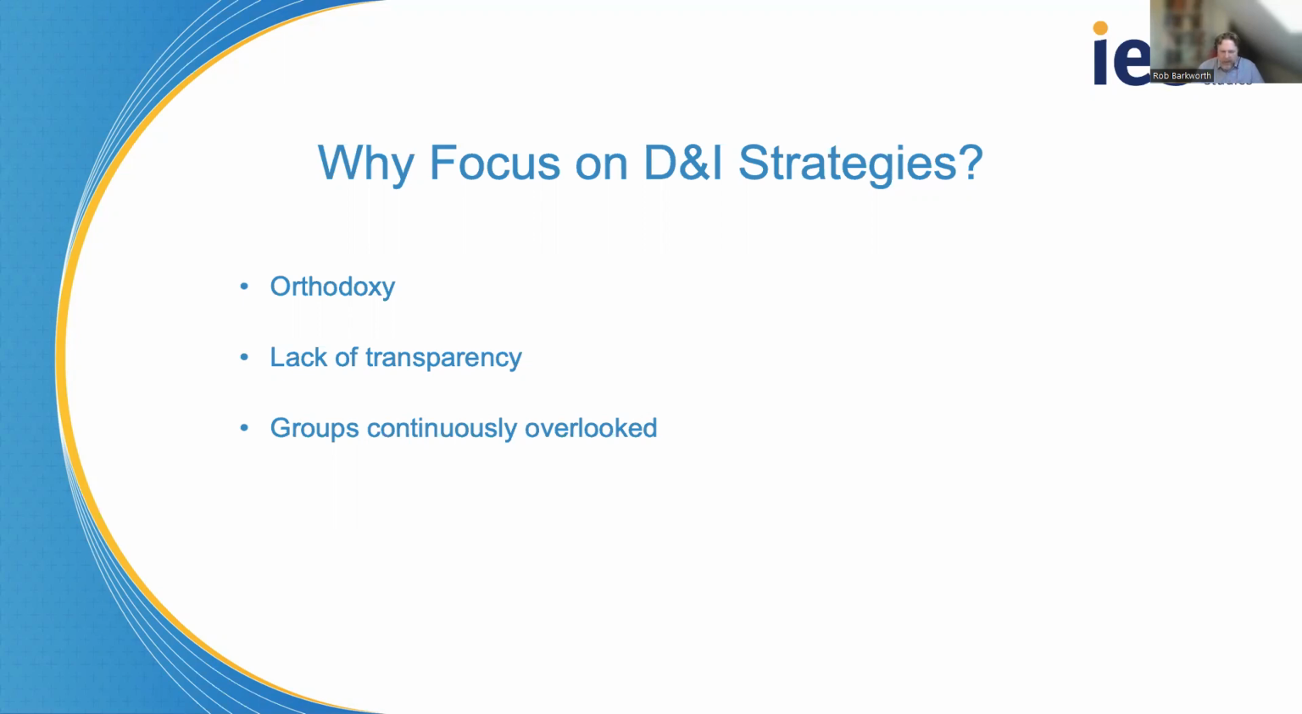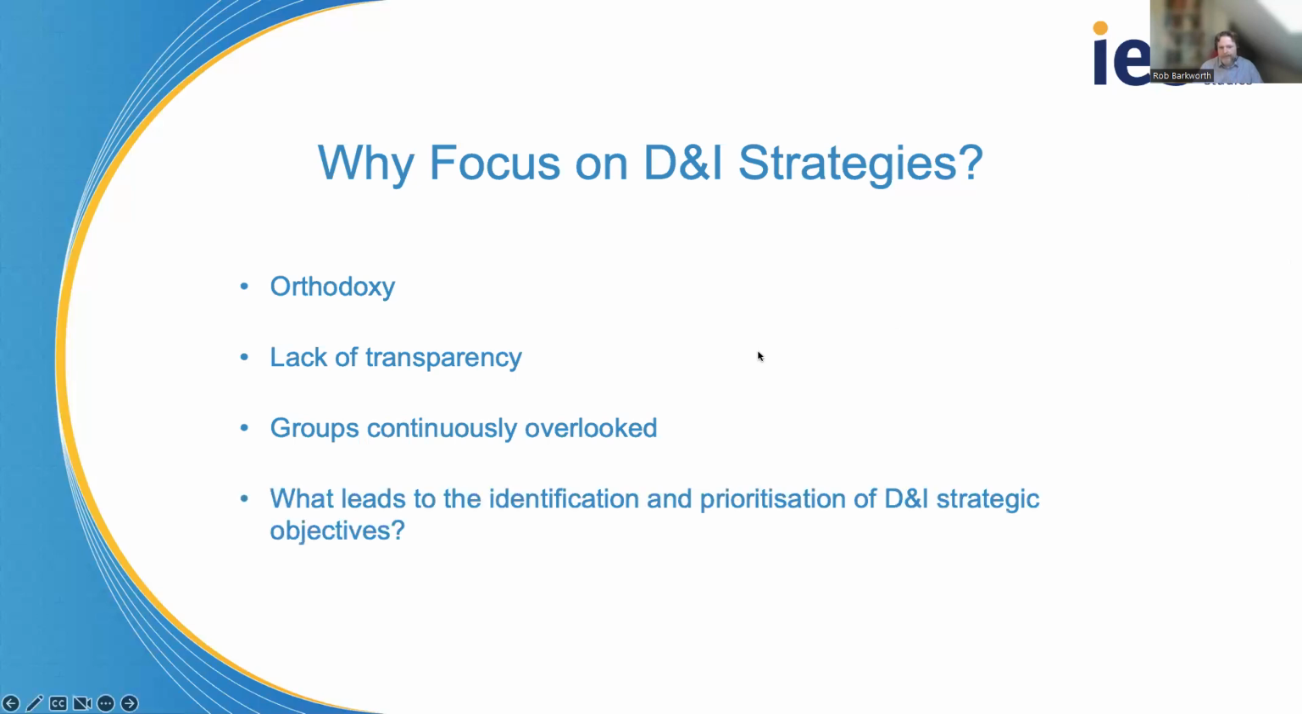I think the biggest thing, though, is that groups have continuously been overlooked, and there are certain demographic groups that tended to get more of the attention. And it goes back to my point, getting you to think about your own organizations and raising the expectations of everybody in their organization, that feeling that everyone is going to be looked after because there's a D&I strategy in place. So it led me to this question: what leads to the identification and prioritization of D&I strategic objectives?